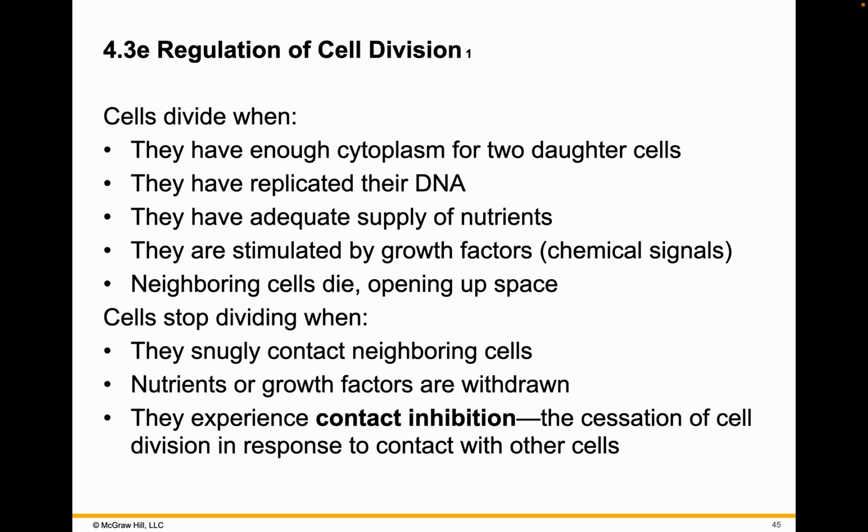Cell division obviously has to be tightly regulated. When we don't have regulation of cell division, we end up with what we often refer to as cancer in many cases. So cells will divide when they have enough cytoplasm for two daughter cells, after they have replicated their DNA, if they have an adequate supply of nutrients, if they are stimulated by growth factors, those are chemical signals, and when neighboring cells die and open up space.